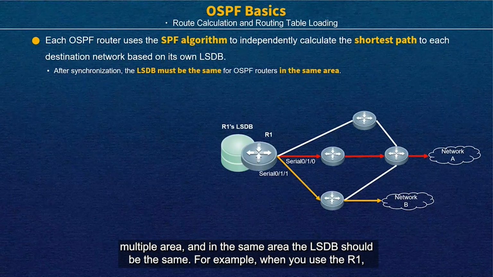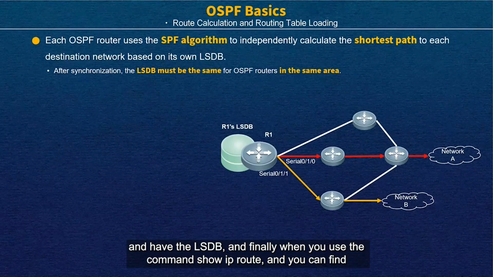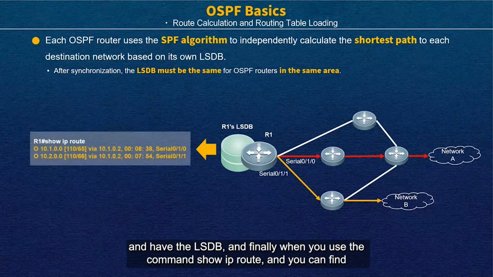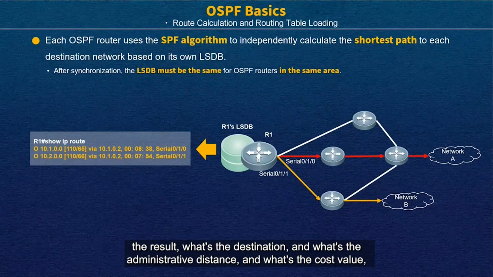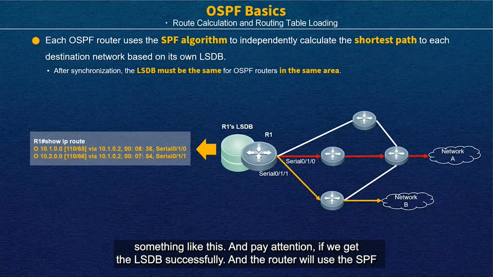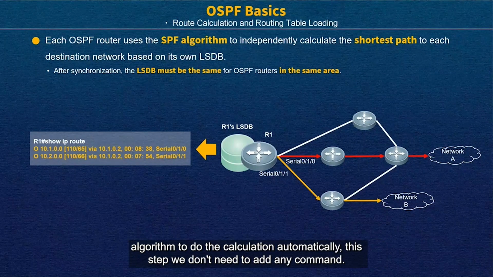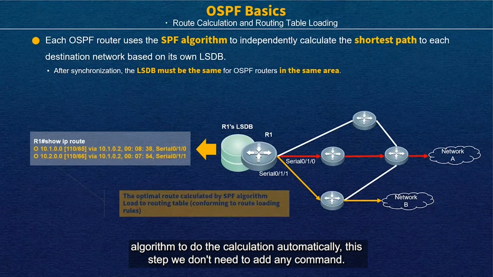When you, for example, use route 1 and have the LSDB, and finally use the command show IP routing table, you can find the result: what's the destination, what's the administrative distance, and what's the cost value, something like this. And pay attention, if we get the LSDB successfully, the router will use the SPF algorithm to do the calculation automatically. This step we don't need to add any command.